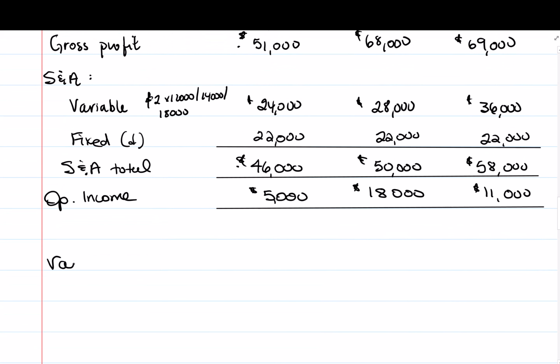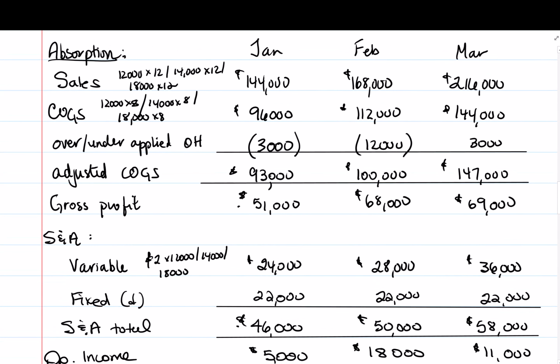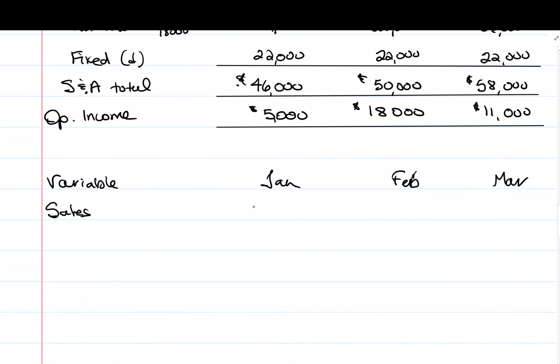And then from there, we can do our variable for the same 3 months, January, February, March. And you could add this up to do a full quarter, just to add it as a total if you want. Variable, we're going to start with sales again. I'm just going to copy the numbers from above. So 144,000, 168,000, and 216. That way, if I'm wrong, for both of them it's consistent.